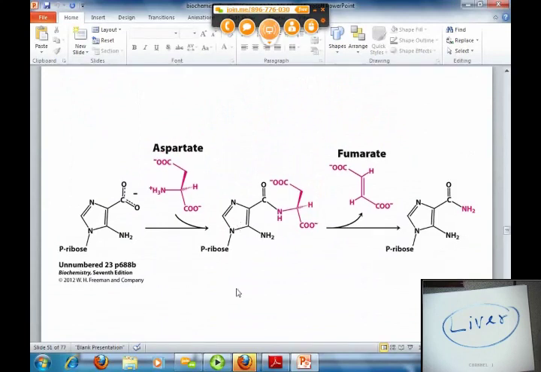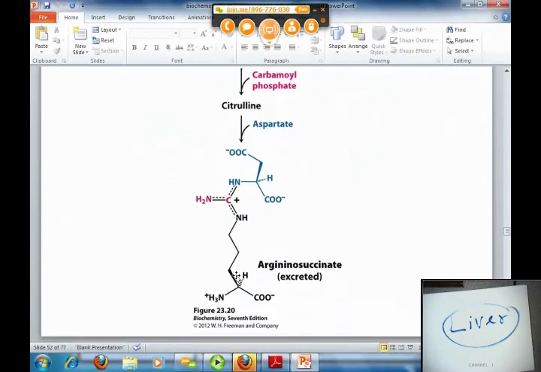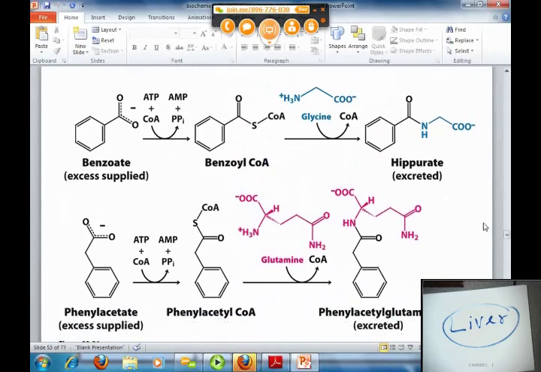This is again the aspartate fumarate mechanism of action with the coenzyme. How the citrulline is produced, and arginosuccinate. This is again the benzoate, benzoyl-CoA, hippurate, an excretory product for the glycine and the ammonia. This is another excretory product. Phenylacetate, glutamine is excreted. This is how the drug is being excreted. If you are taking excess of benzoate or benzoic acid, the excess of drug is catabolized, and thereby it's being removed, and then it's excreted in urine.